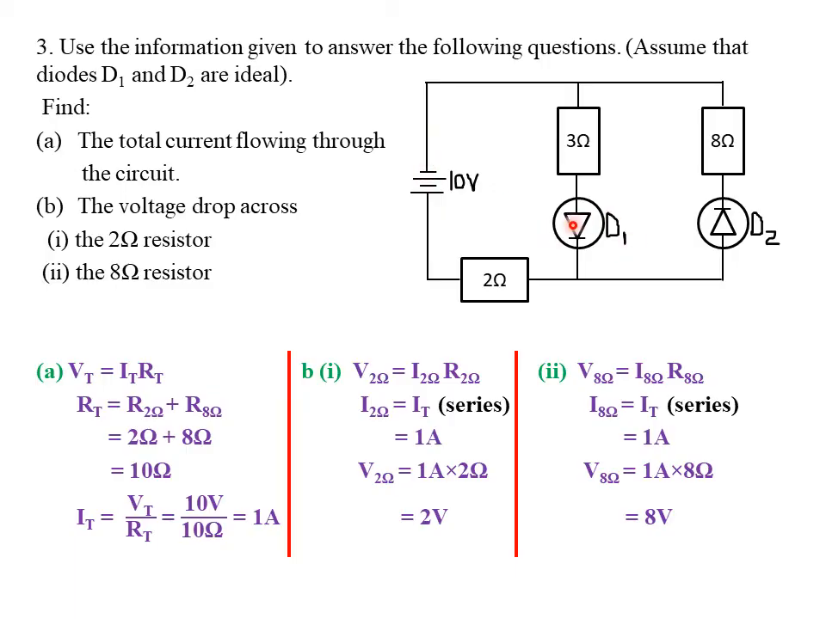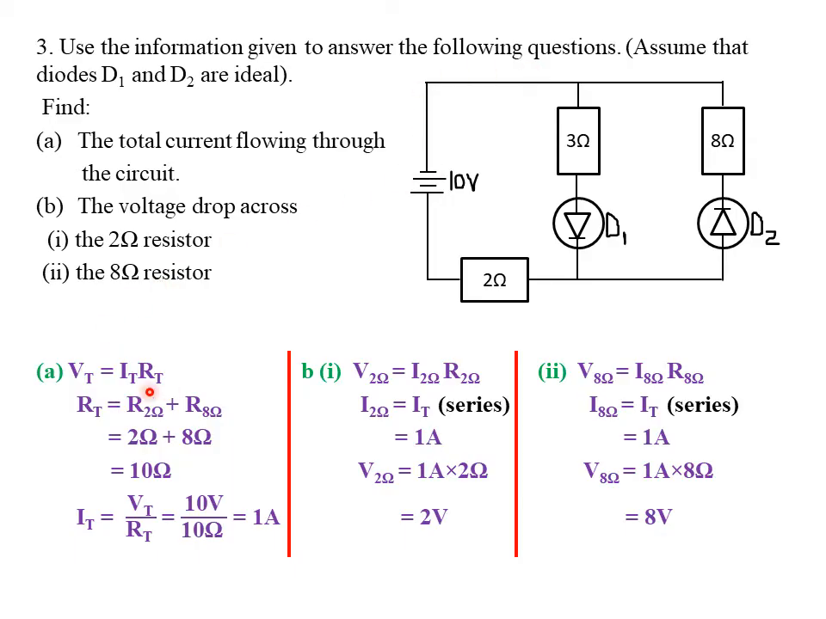So D1 will not allow current to flow through because it is reverse biased. Therefore, the direction of flow of current will be from the positive terminal of the battery through the 2 ohm resistor, then directly through the diode D2, which is forward biased, then of course through the 8 ohm resistor, then of course back to the negative terminal of the battery.